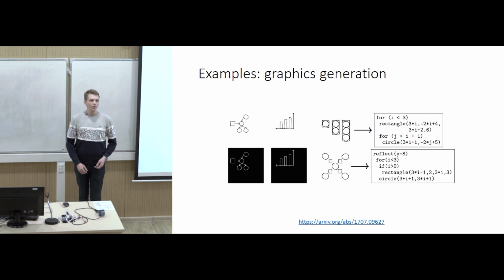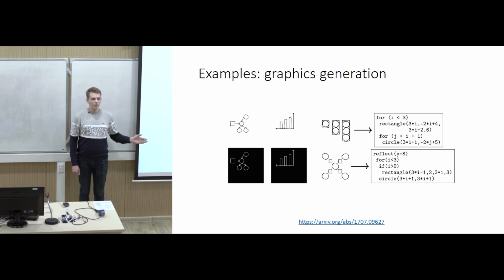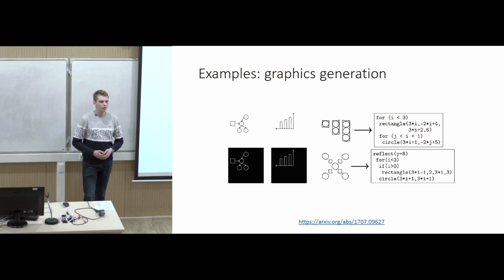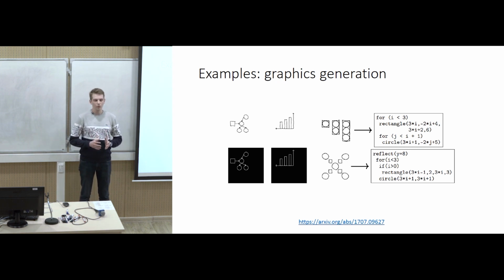The more exotic example is about graphics generation. This particular image was taken from the paper about generating programs for image generation in TikZ's LaTeX module. So the only thing we need to do is to draw an image and put it as an input of an algorithm, and we'll get the program that tries to approximate this image.